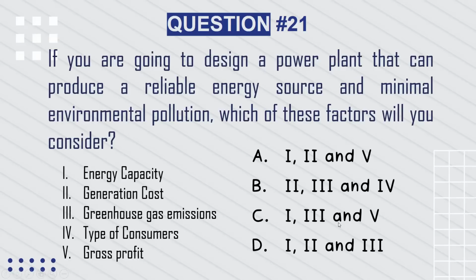Letter B does not have number 1. And then letter A does not have number 3. So that leaves us with C and D. So other than the energy capacity and the greenhouse gas emissions, we also have to consider, since we are building or designing a power plant, what would be the generation cost? So we have to consider number 2. So the correct answer is letter D, 1, 2, and 3.